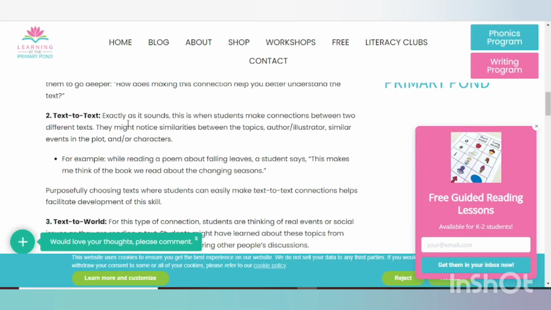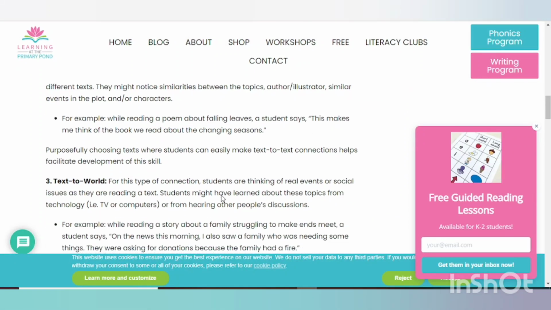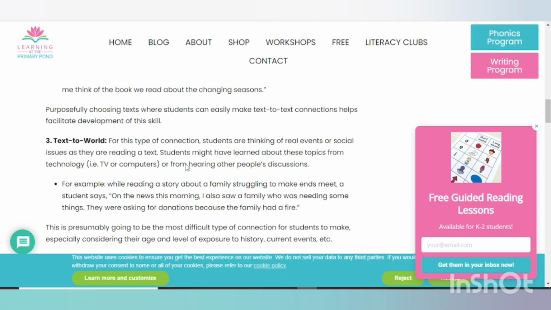Text to text, exactly as it sounds, you're making a connection between two different texts, right? So you might notice the similarities between topics, authors, events in the plot, or characters. So for example, while reading a poem about falling leaves, a student said, "This makes me think of the book we read about the changing seasons." So it helps to facilitate development of this skill.